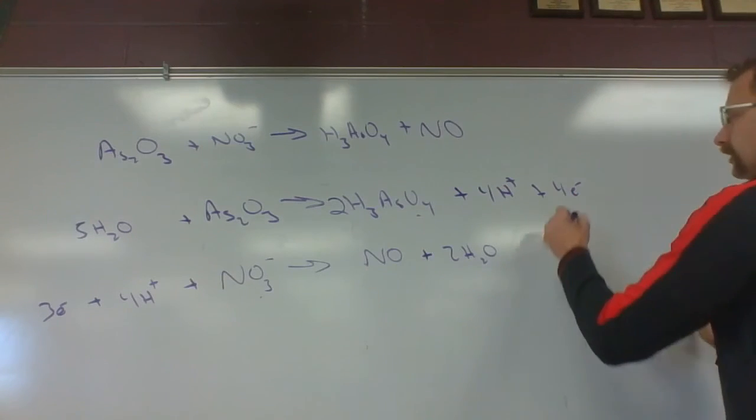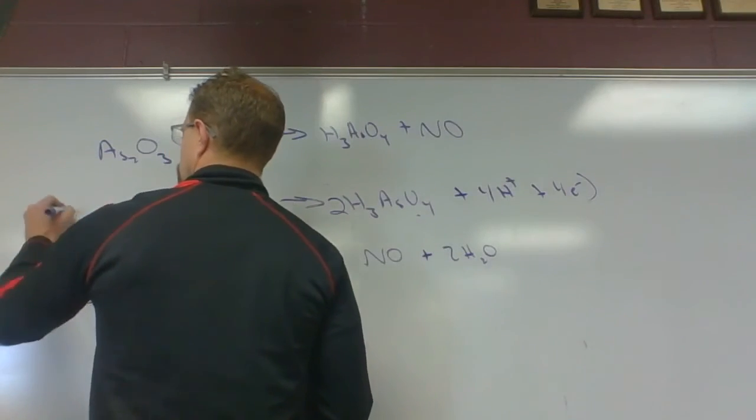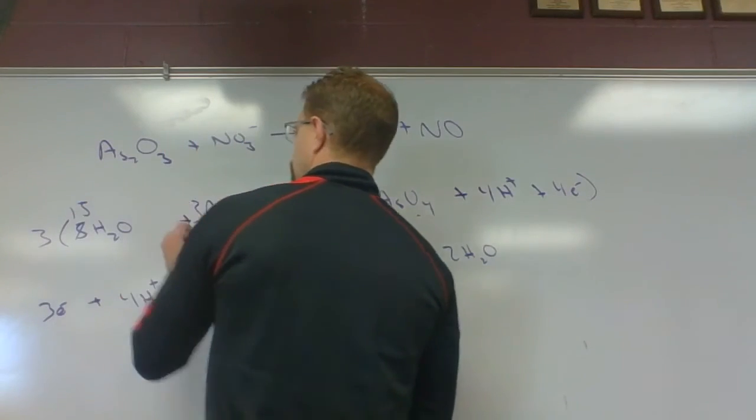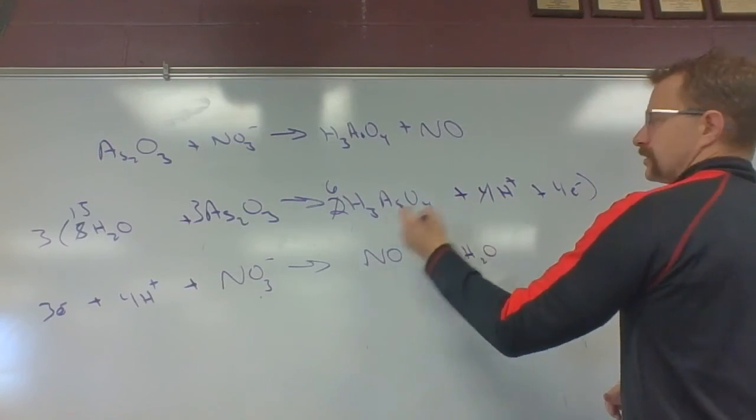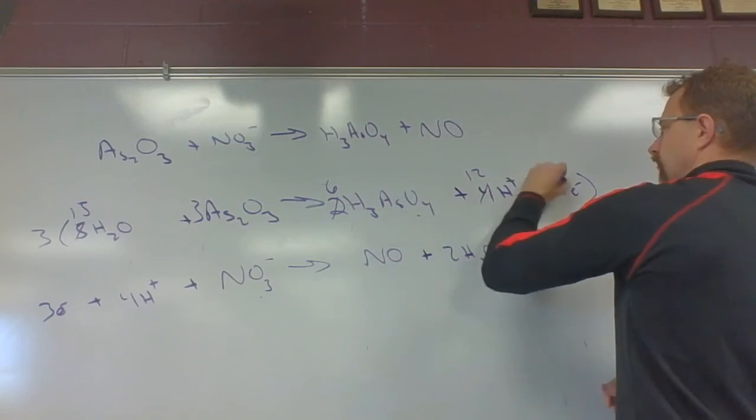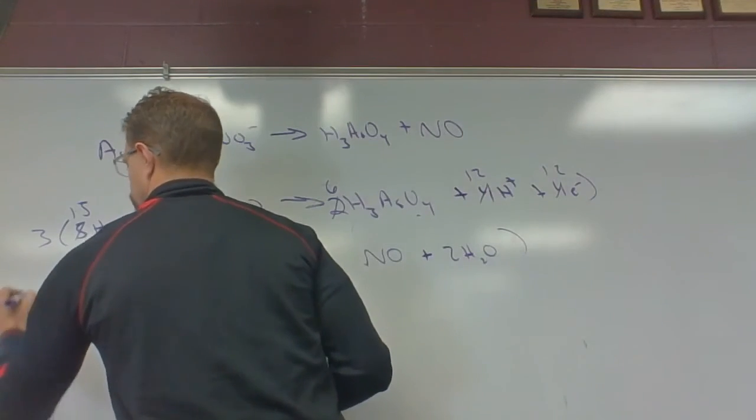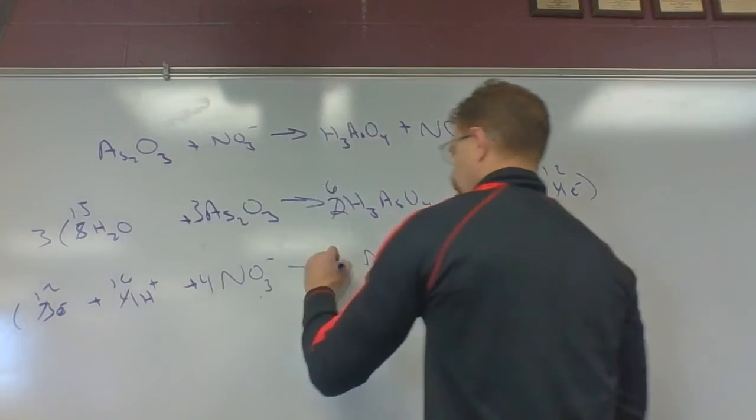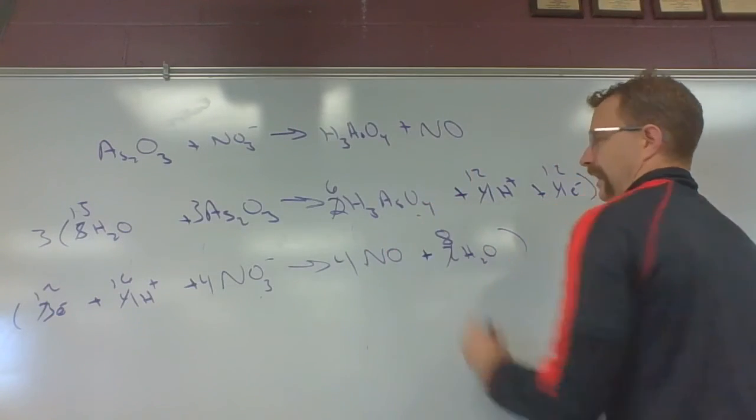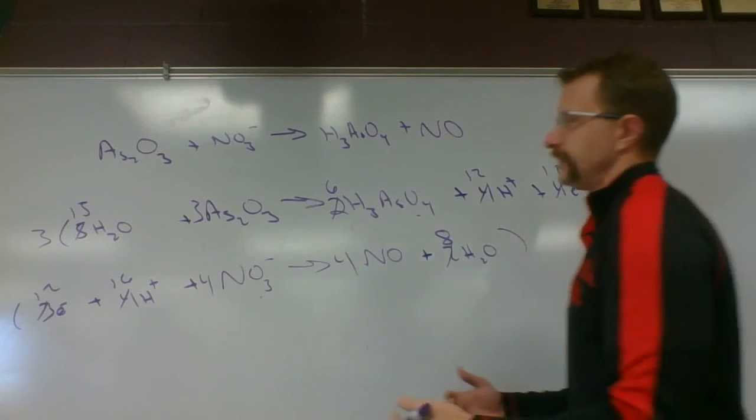So we multiply this one by 3, so that becomes 15. That becomes 3. This becomes 6. This becomes 12, and this becomes 12. Multiply this bottom one by 4. This becomes 12. This becomes 16. This becomes 4, 4, and 8. Now I recombine everything. Do the easy ones first here to just get them out of the way.